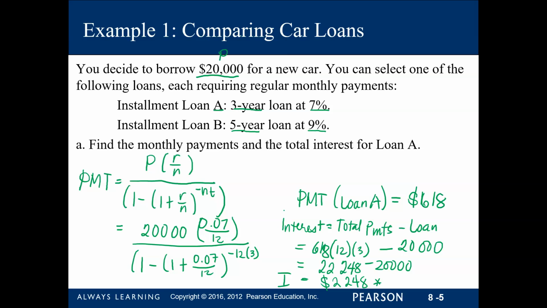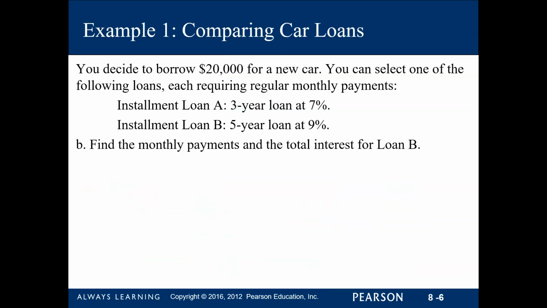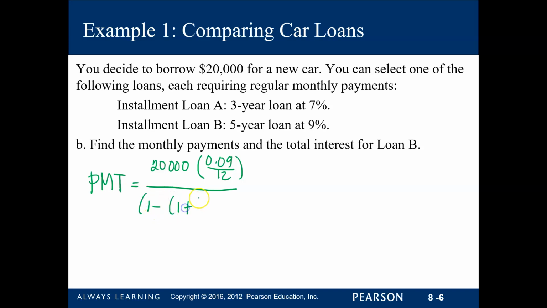All right. Now, let's take a look if it is loan B. How much will be the monthly payment and also the interest, okay? So, we're still using the same formula. We're still using the same amount, 20,000. R over N. Now, our R is at 9%, so it's 0.09 over 12. This whole thing divided by 1 minus 1 plus R over N raised to the negative 12. Now, this time, this loan is good for 5 years.